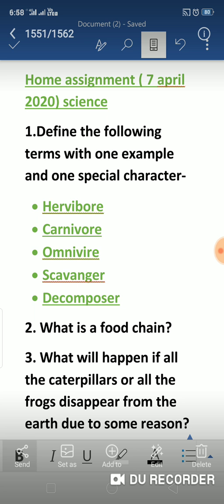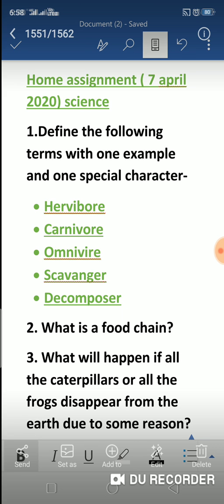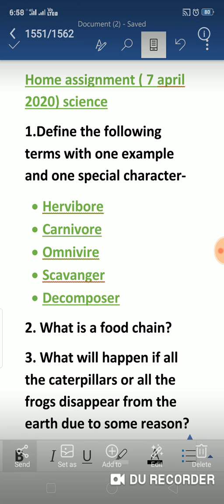Next is the omnivore. If you see omnivore, omni means all or everything, and vor means eater. Those animals which eat both plants and animals are called omnivores. Example: crow, humans, dogs, these all are omnivores.